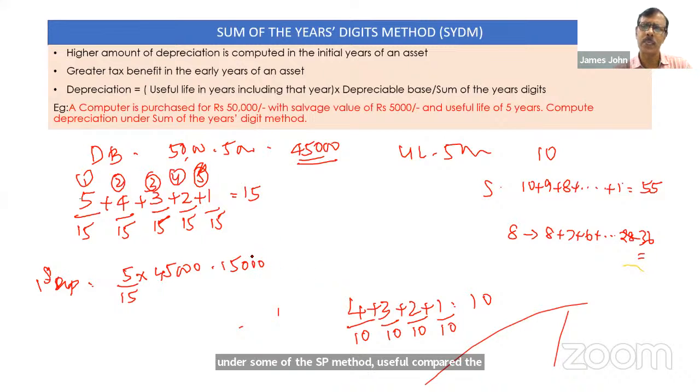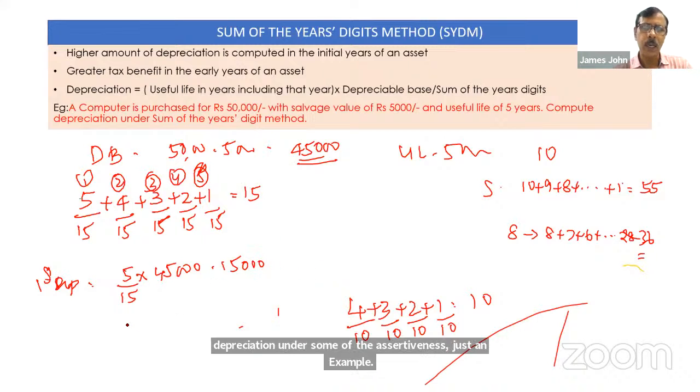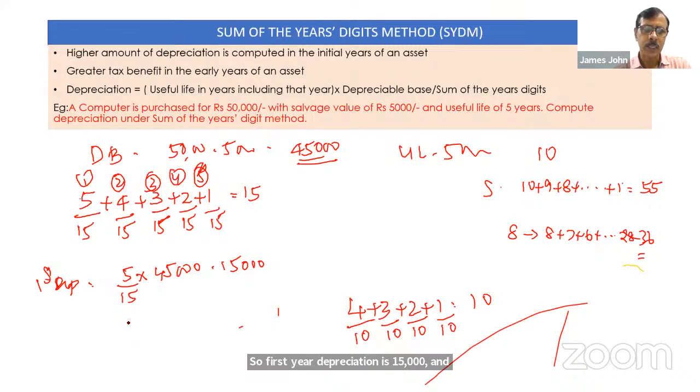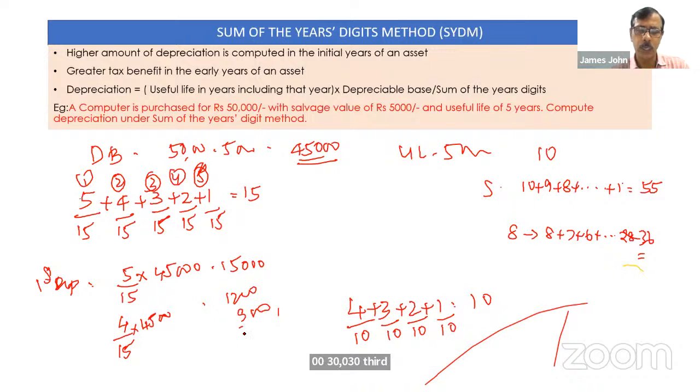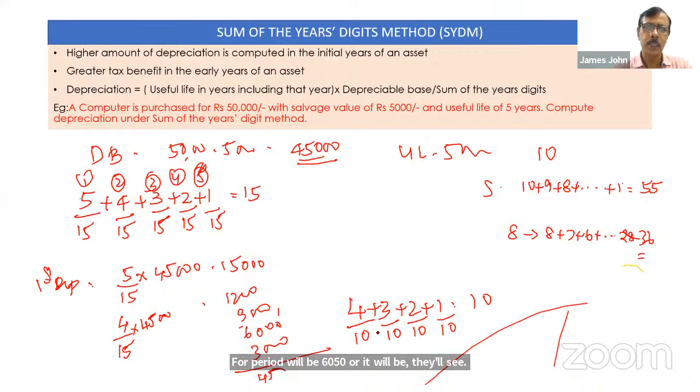So first year depreciation is 15,000. And how do you get the second year depreciation? Second year depreciation is the factor 4 by 15 into 45,000, which is 12,000. Third year, it will be 9,000. Fourth year, it will be 6,000. And the fifth year, it will be 3,000. So you'll get total 45,000. Isn't it? So this is the method for sum of the years.